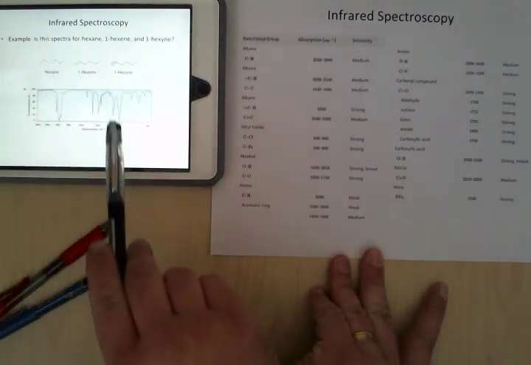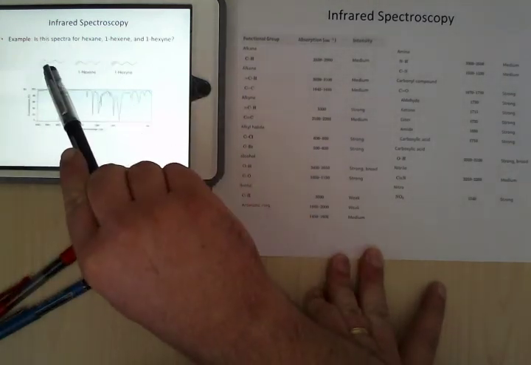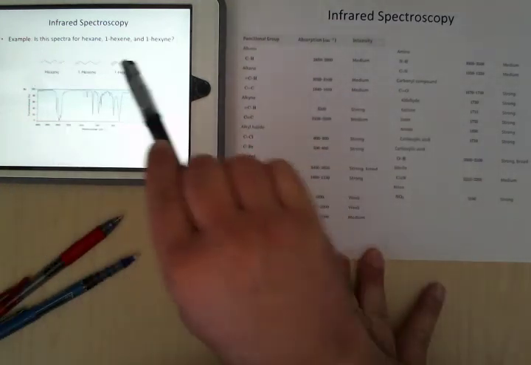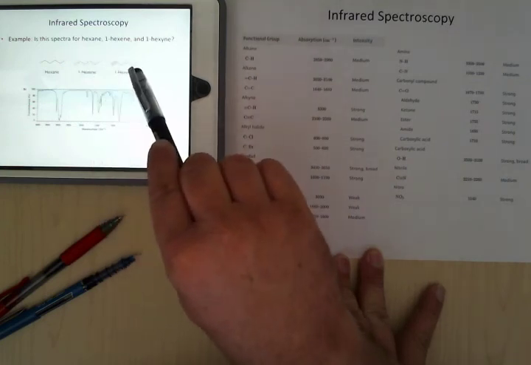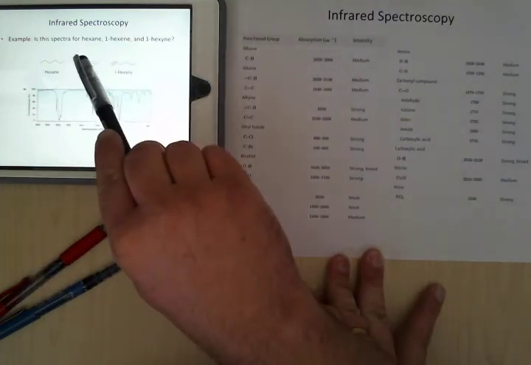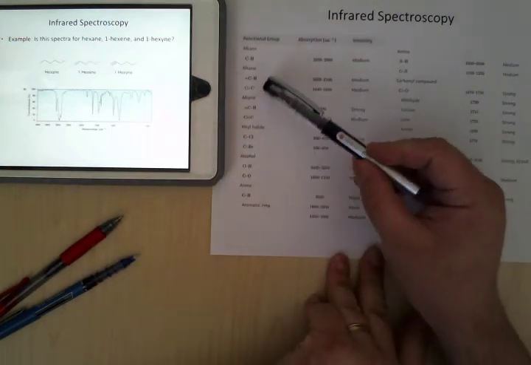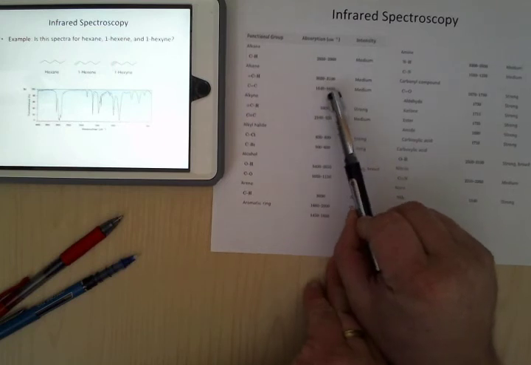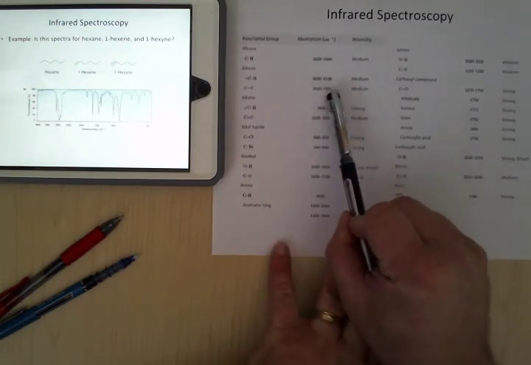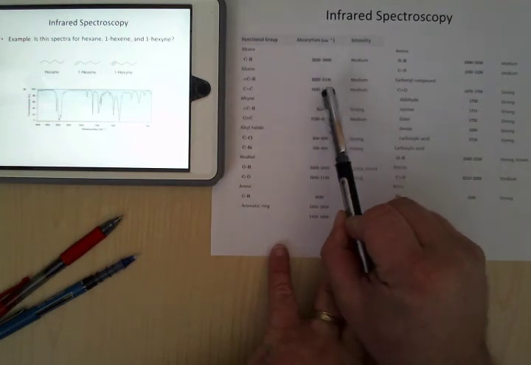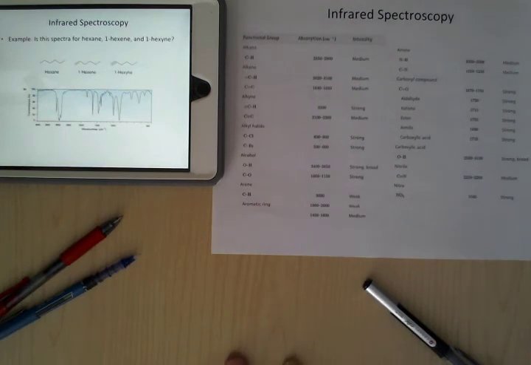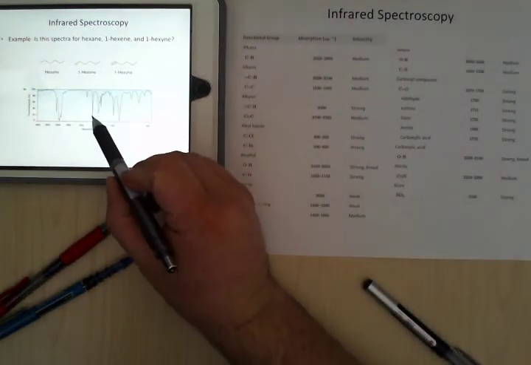So we're going to look at these peaks. The hexane is only going to have CH and CC bonds, that's all it's going to have, but all these guys are going to have that too. But the 1-hexene is going to have alkene peaks. Not only the CC double bond peak, which is going to be somewhere in this range, about 1650, which would be about here. Ooh, that's looking good.